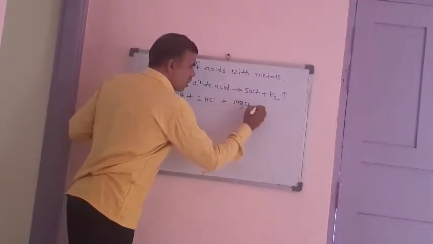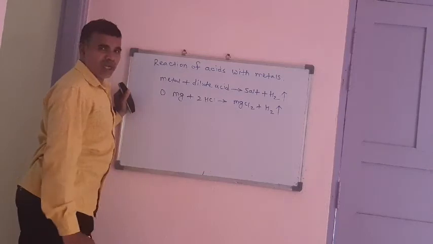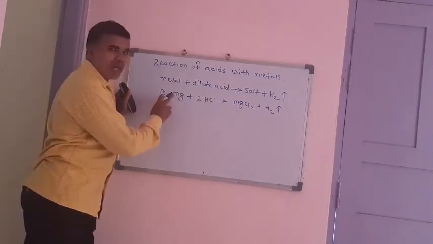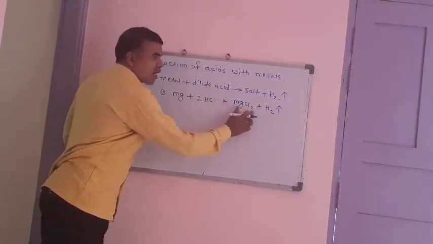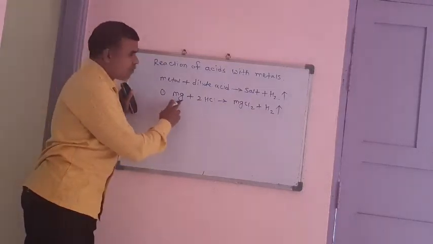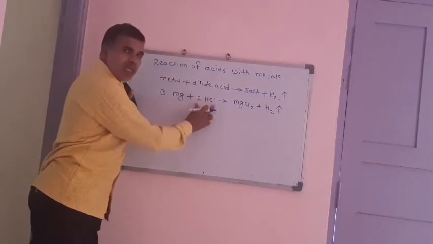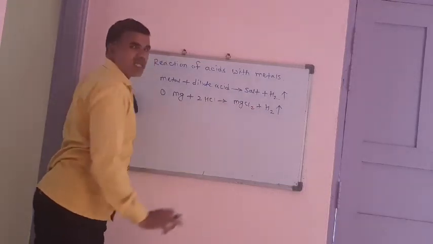Number first, magnesium. Magnesium reacted with HCl to form magnesium chloride, and hydrogen gas is released in the reaction. When magnesium ribbon is reacted with dilute HCl, we get the product magnesium chloride and hydrogen gas is released. In this chemical reaction, magnesium is a metal and dilute HCl is used. So magnesium chloride is the salt and hydrogen gas is released.